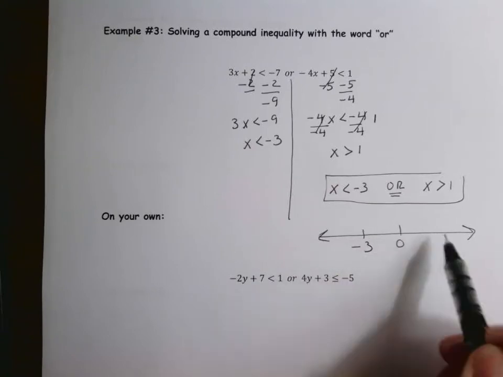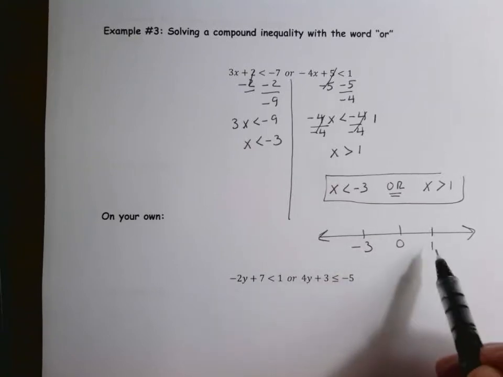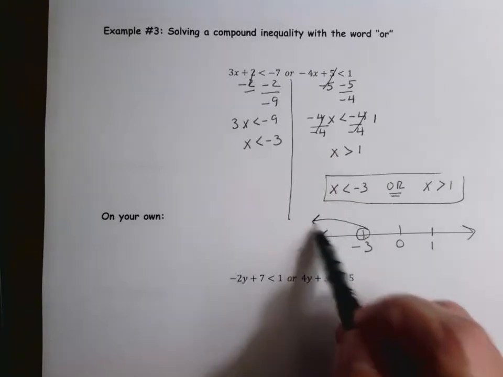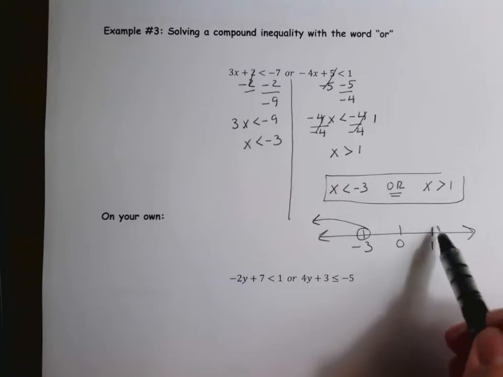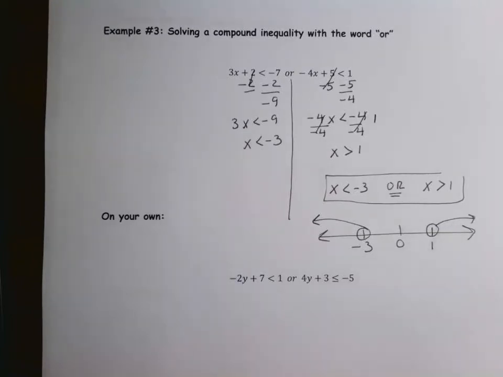I know what an or statement is supposed to look like. So x is going to be less than -3, or x is going to be greater than 1. There you go. So I know my signs at least are correct.